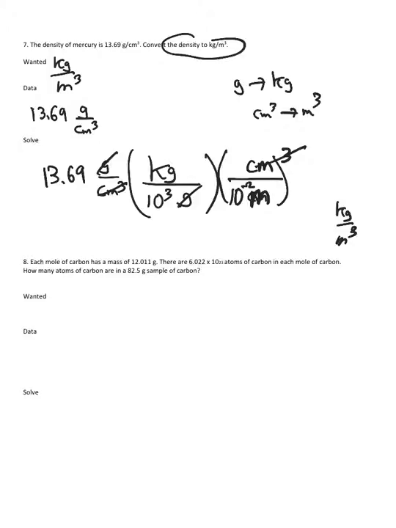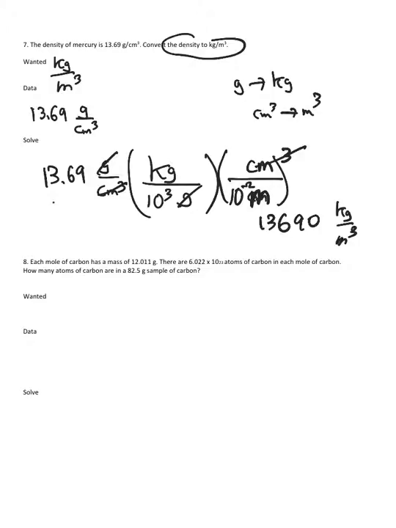That 1 cubic centimeter is not the same as a cubic meter. A cubic centimeter is a very small amount, just like the very tip of your little finger, whereas a cubic meter is like a yard that's squared. It's very, very big. They're not the same. And so that's why we had to do the special conversion factor. And so we wind up with 13690 kilograms per cubic meter.